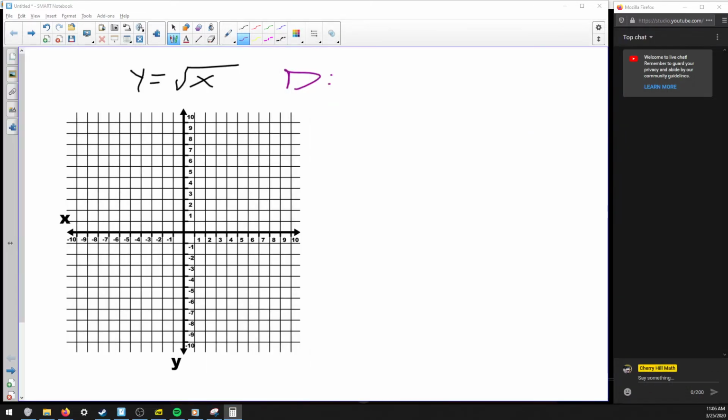So negative numbers are not allowed to be plugged in here. We're only allowed to plug in 0 and positive numbers. So the domain for this is only the x values that are greater than or equal to 0. That's the domain.